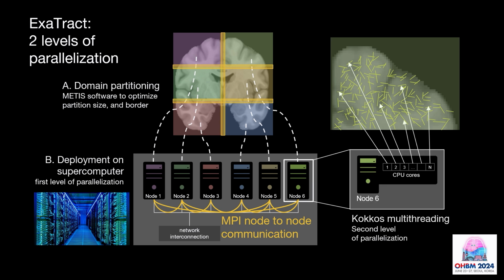Then inside the node itself, we use a multi-threading strategy to spread the task to each of the CPU cores that we have in a node. To do so, we use Kokkos, which enables both CPU and GPU compilation, so that we have portable software that can run on GPU clusters too.